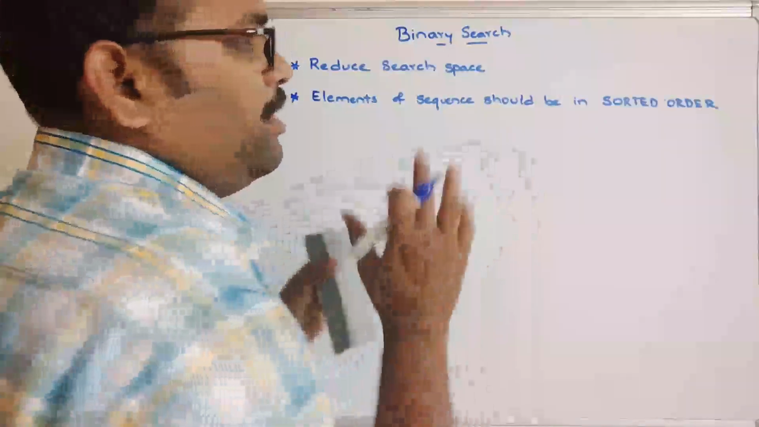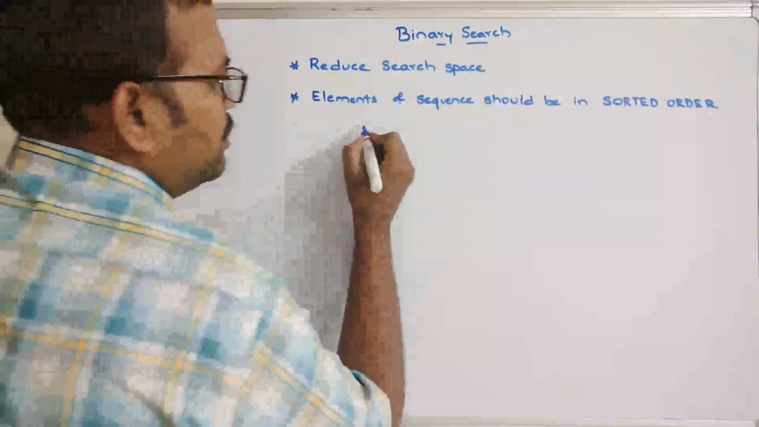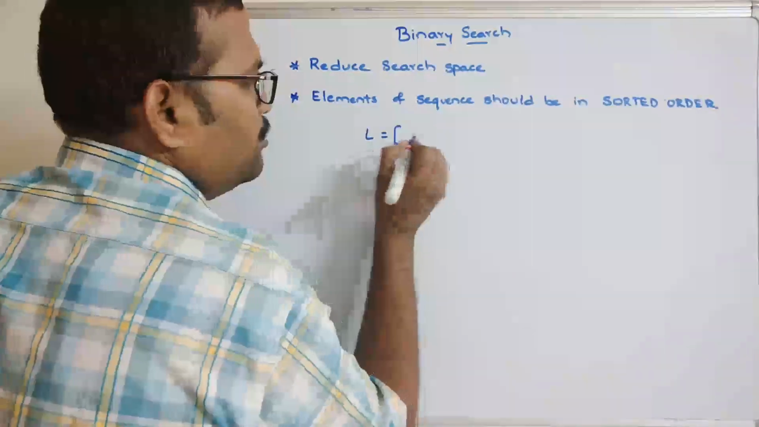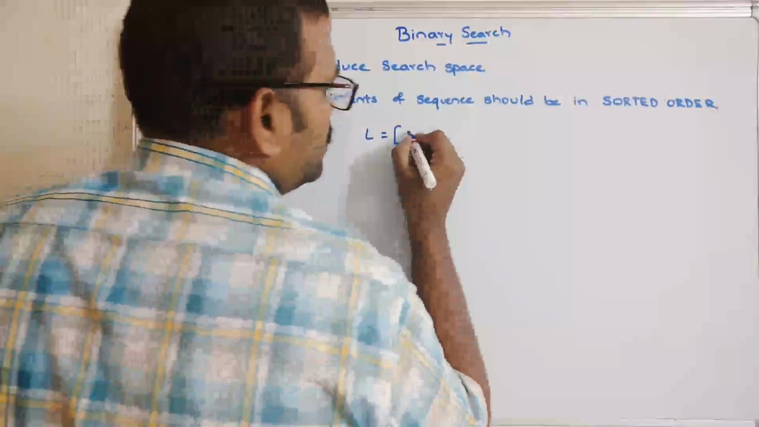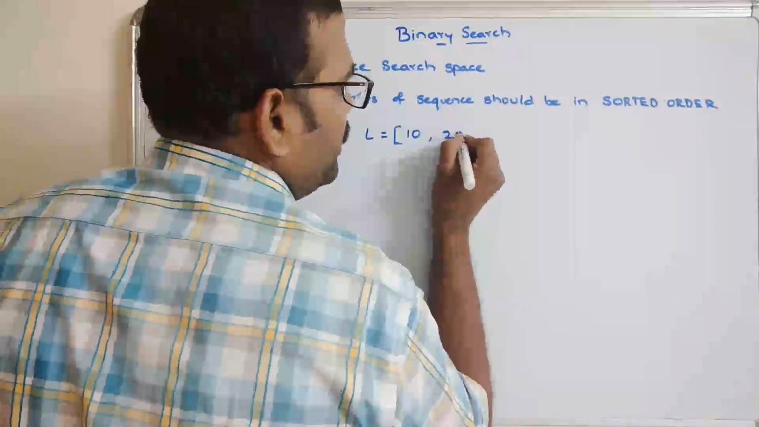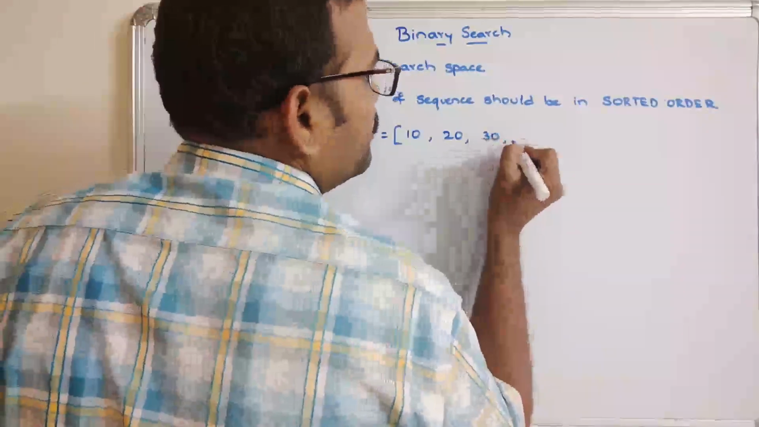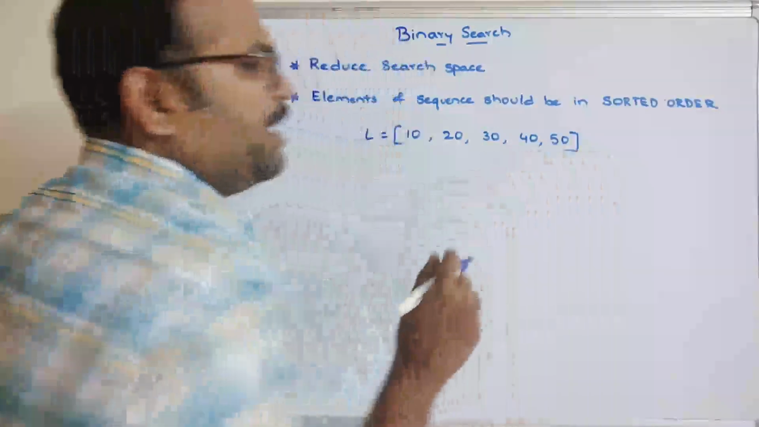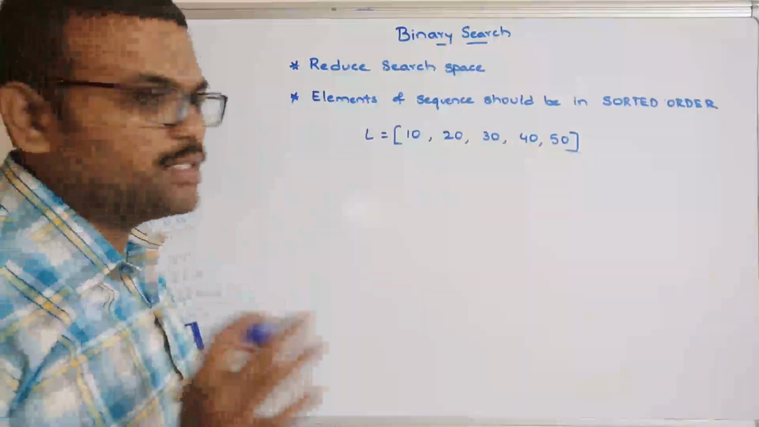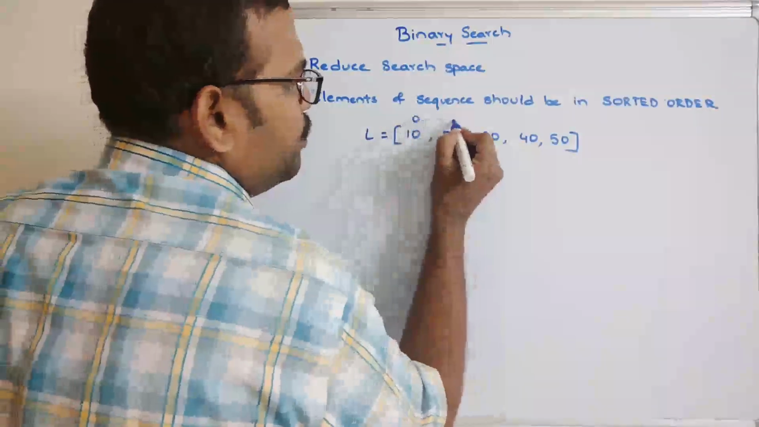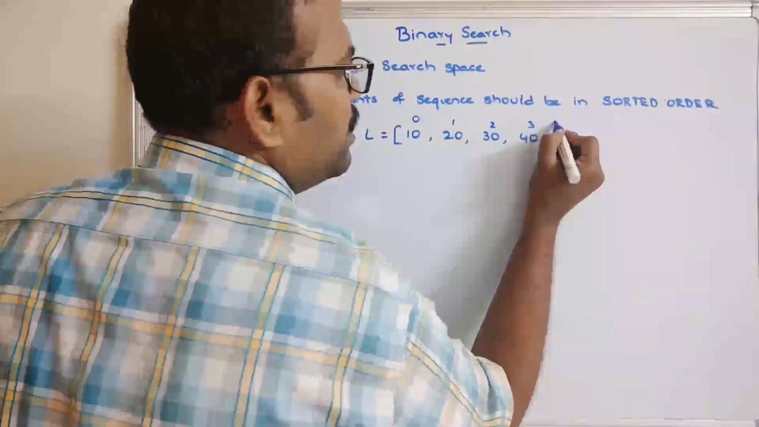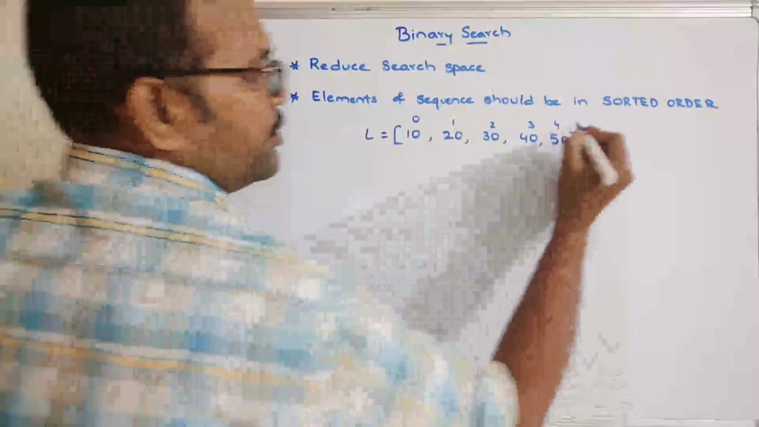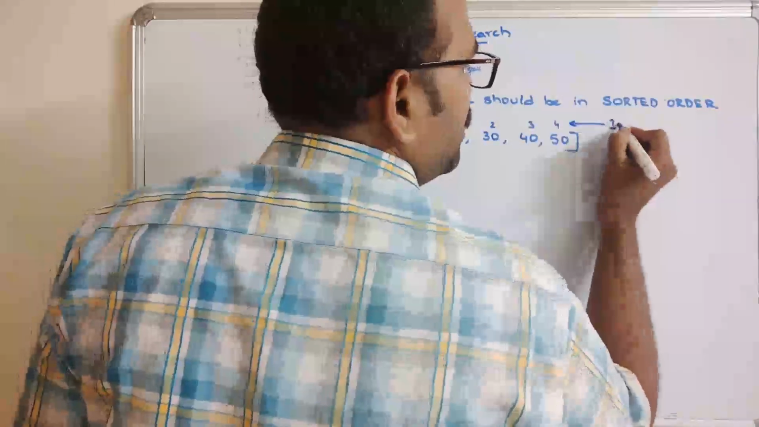So how will it be done? For example, we have a sequence, list equal to 10, 20, 30, 40, 50. I will take only 5 elements. And I am writing the index values here: 0, 1, 2, 3 and 4. So this row is nothing but the index.